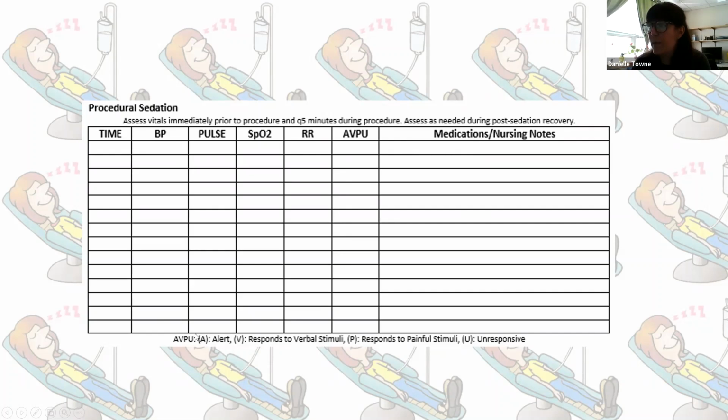So if we remember when we're going through the levels of sedation, moderate sedation, which is what we're going for in our procedural sedation, actually we're trying to get the least amount of sedation as needed. But if we were in the moderate sedation, the patient can still respond to verbal stimuli. We should not be in a situation where they're responding only to painful stimuli. That is deep sedation, so we've gone too far.